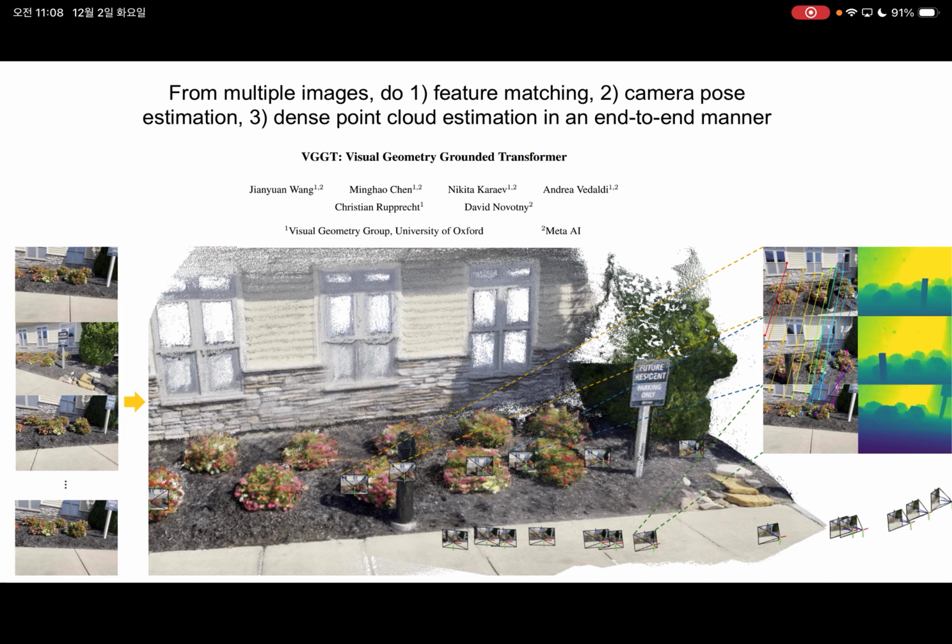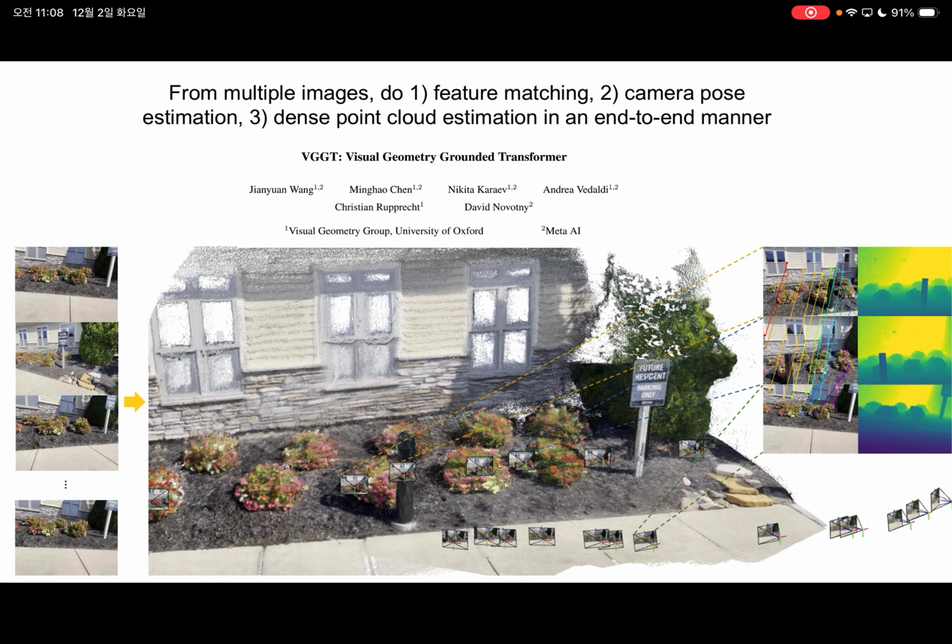And I introduced this paper very briefly, maybe last time, I can't remember clearly, but I think I introduced this paper. It is VGGT, introduced in this year's CVPR. From multiple images as inputs, it does feature matching, camera pose estimation, and dense point cloud estimation in an end-to-end manner. This is also a very interesting paper.